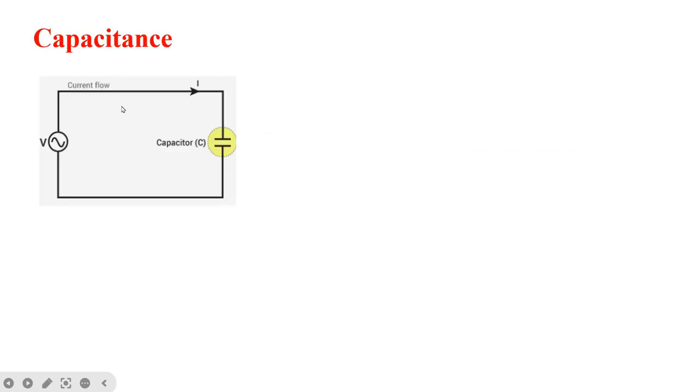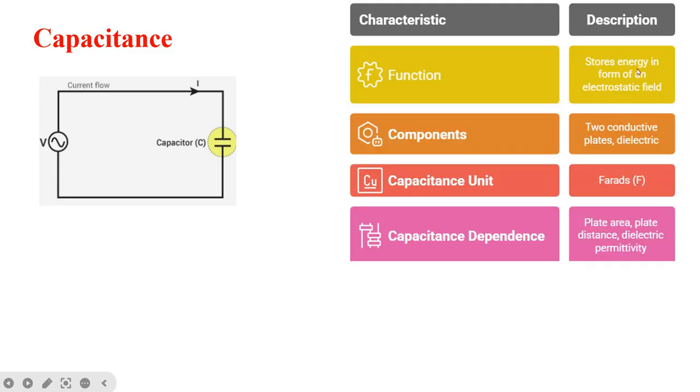Next element is the capacitor. A capacitor is an element which stores energy in the form of an electrostatic field. An inductor also stores energy, but in the form of an electromagnetic field, whereas the capacitor stores the energy in an electrostatic field.